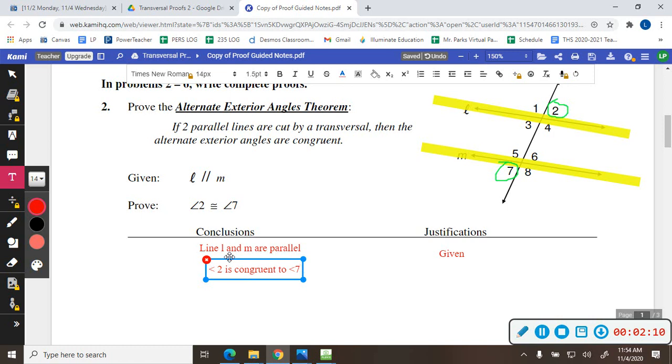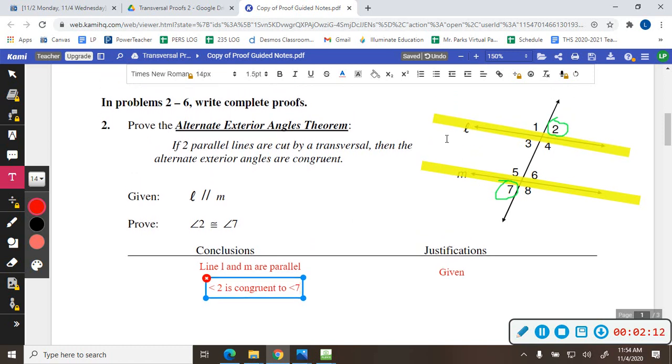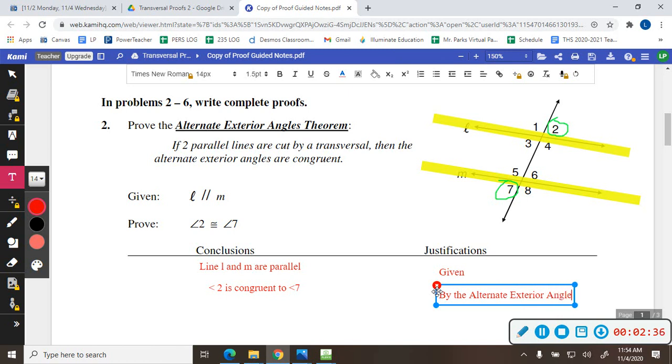How do I know that? Well, if you have two parallel lines cut by a transversal, we know that 7 and 2 are the same. Why? Because they are alternate exterior angles. So I could say why? By the alternate exterior angles theorem.